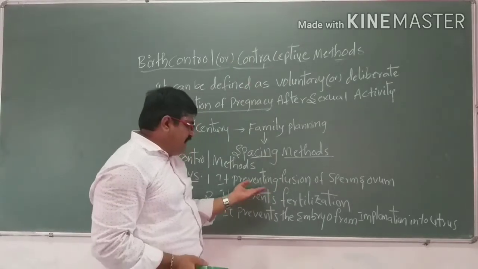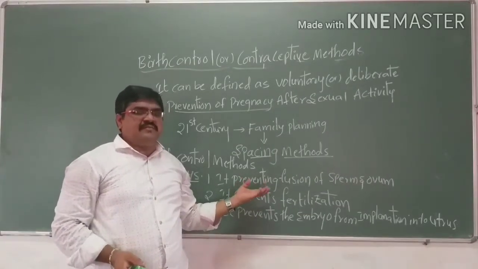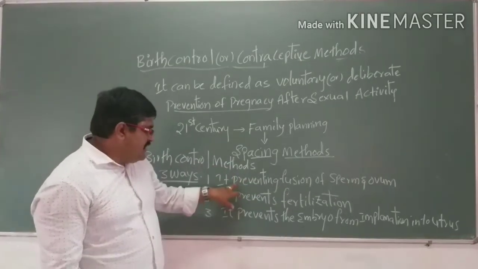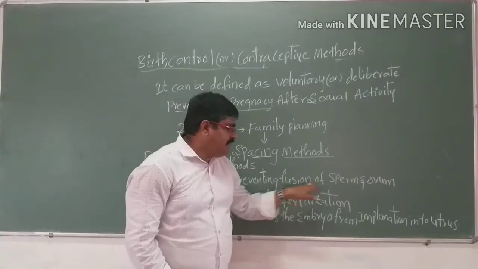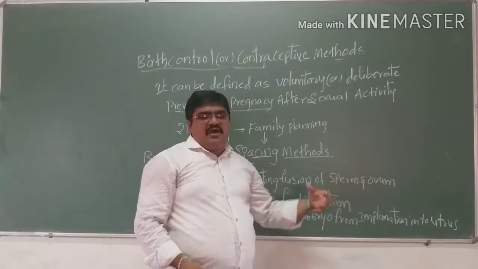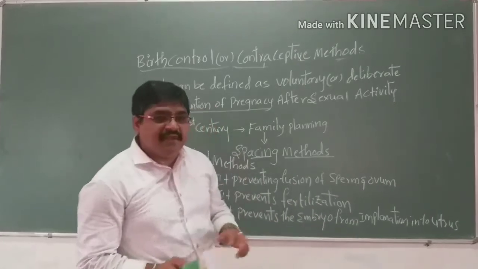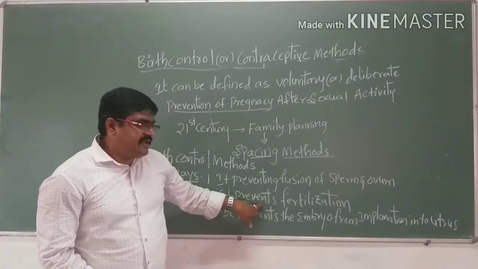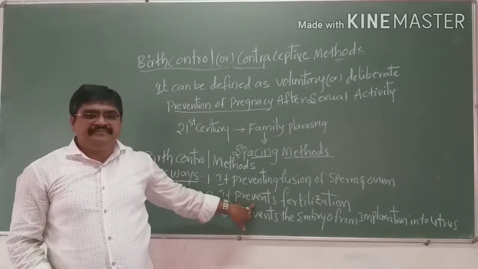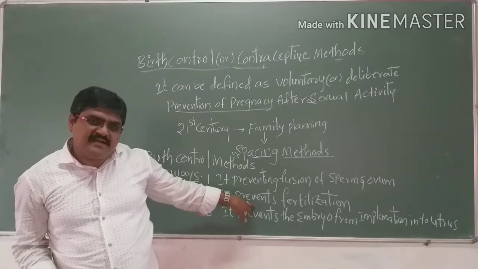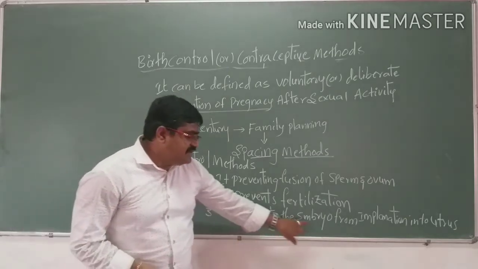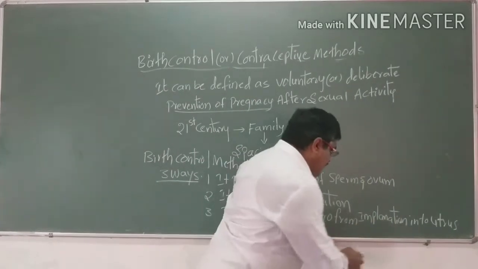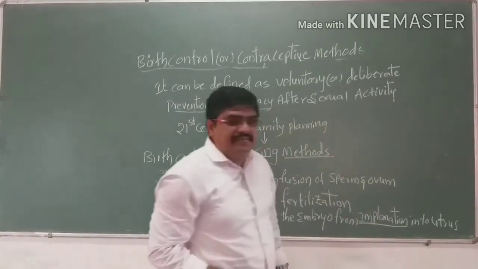One is that the egg and sperm should not fuse, that means they should not come in contact, so it prevents the fusion of the sperm and ovum. Otherwise, if they fuse, the second method prevents fertilization. When fertilization has taken place, the last step is to prevent the embryo from being implanted. I already discussed implantation.